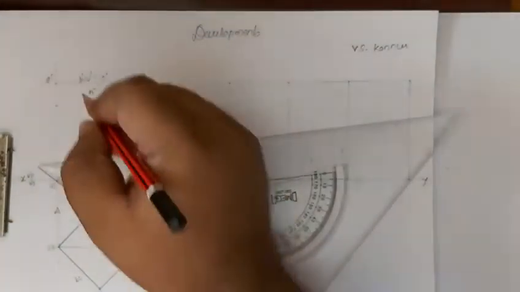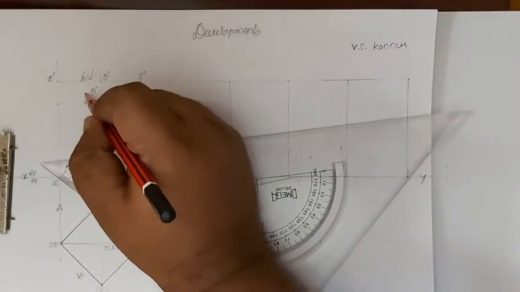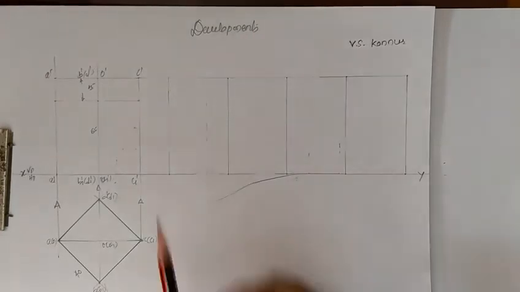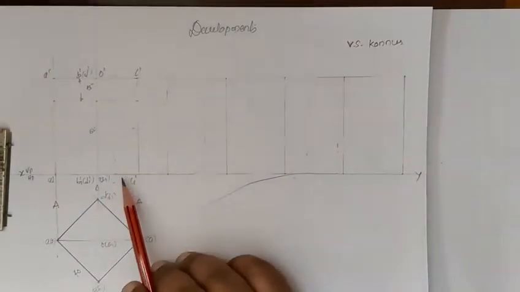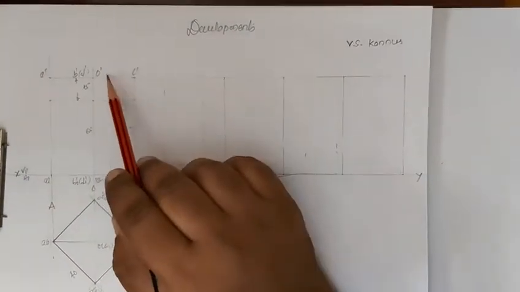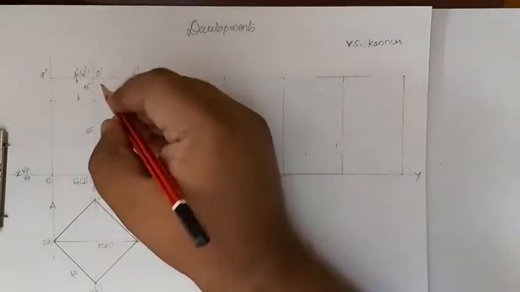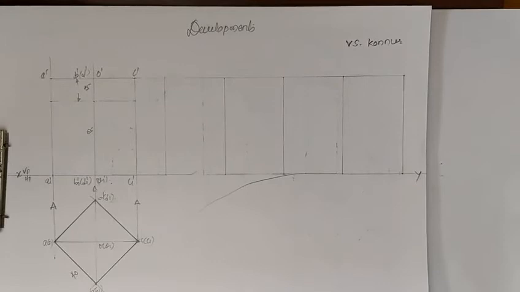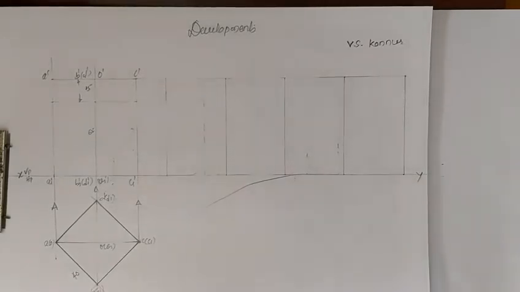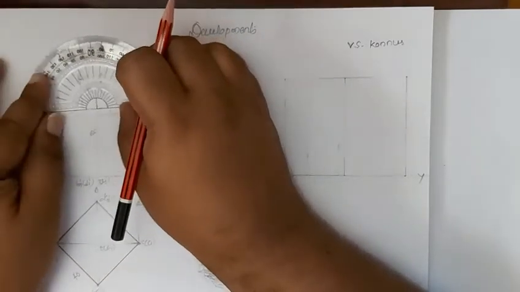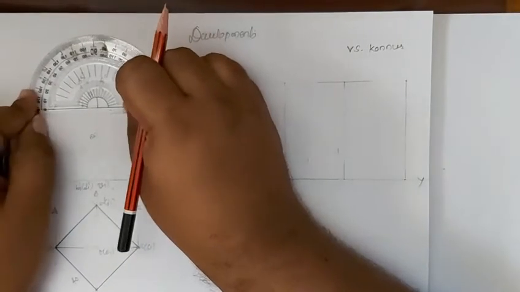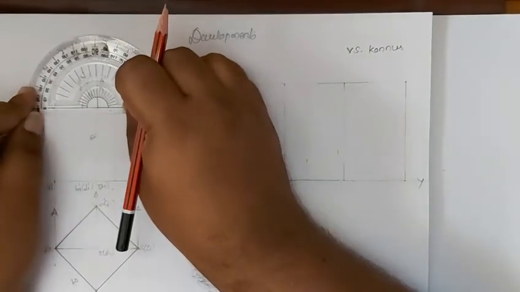Right, the distance is 15 millimeter from the top face. This is called the top face. This is the bottom face. From the top face 15 mm is there, and it is on the axis, and you have to take 60 degree from this point. From this point you have to take 60 degrees.